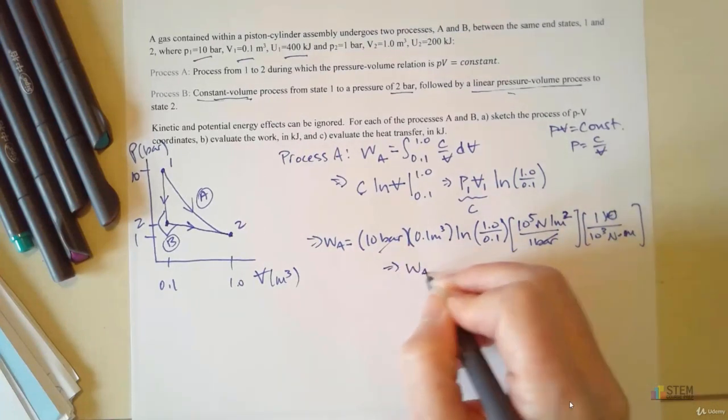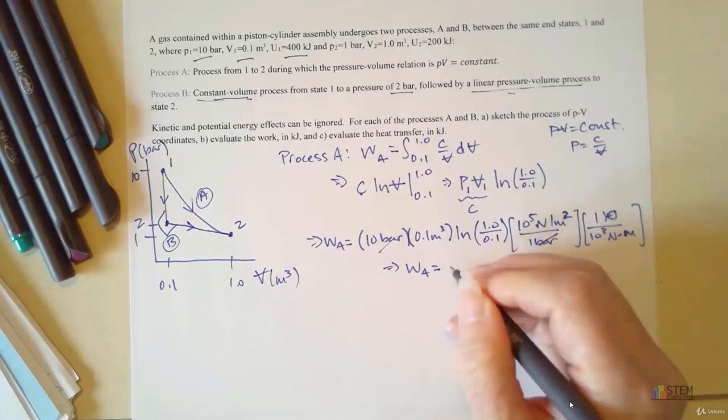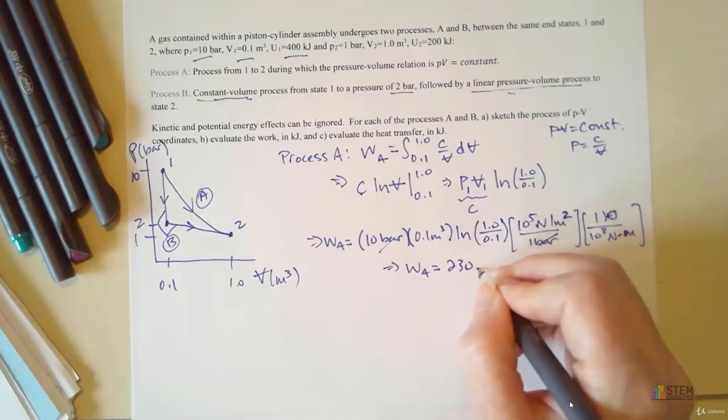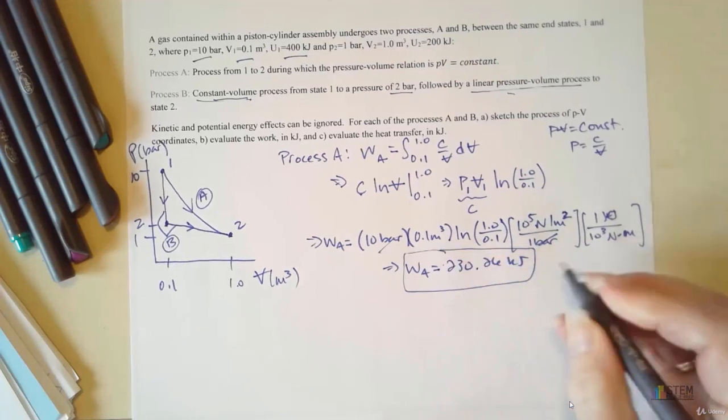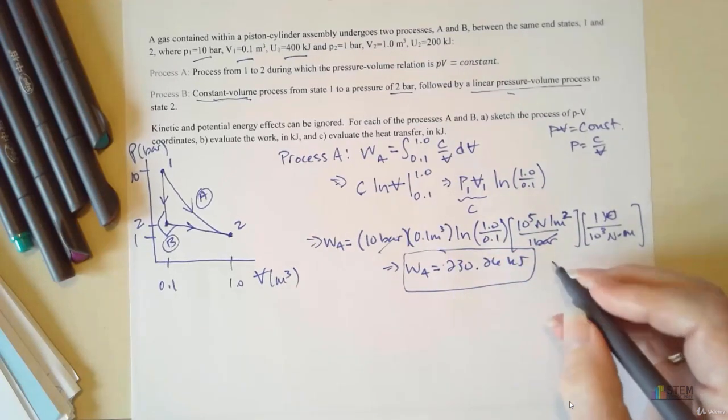And then what that gives you is a work for process A of 230.26 kilojoules. This is a positive number, so work was done by the system.